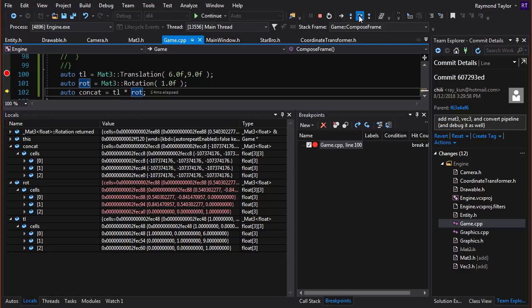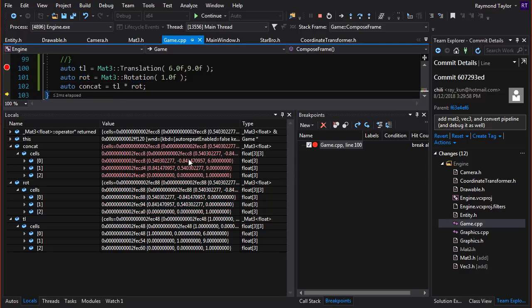And if we step over this, we can see that, yeah, we've got the rotation stuff in here. It's the same. And to that has been added the translation stuff. It wasn't in here, but it's in here now. And that makes sense, right? Because a rotation should not be affected by a translation.